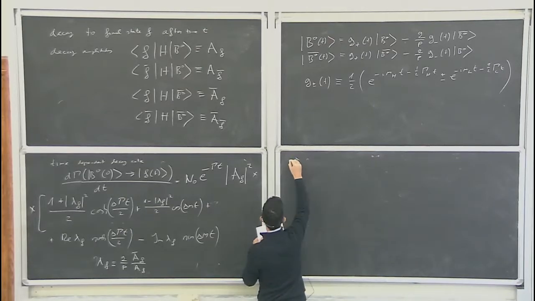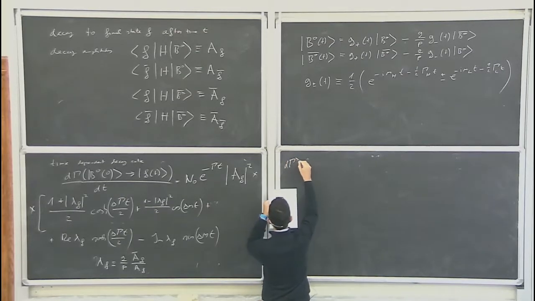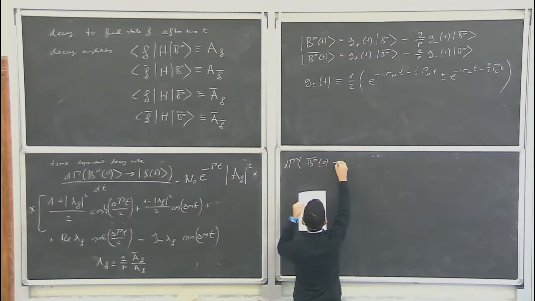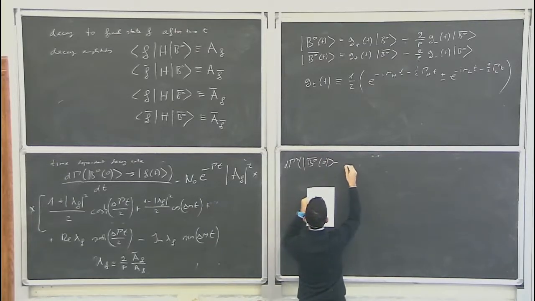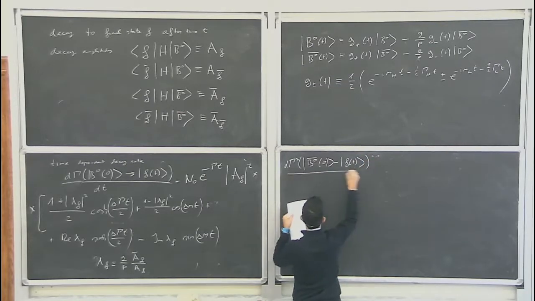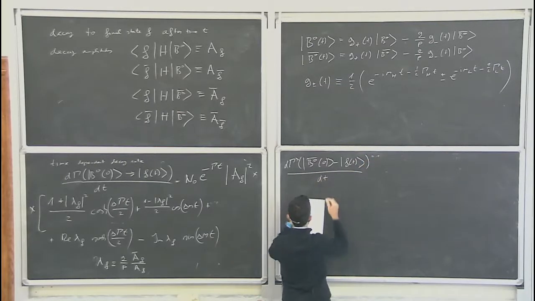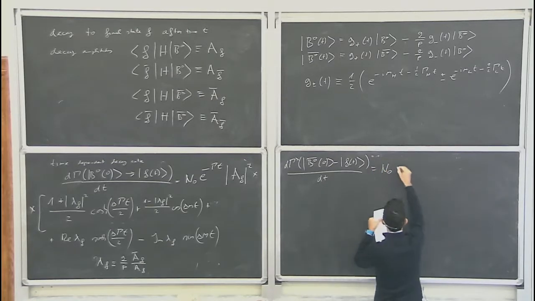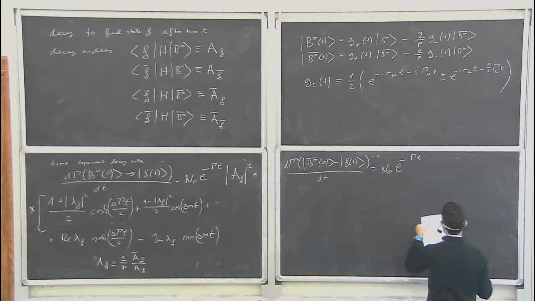So a similar expression for d gamma of the B naught bar of 0 state to f of t per unit of time will be given, of course, by the same flux, the same overall factor, e to the minus gamma t.